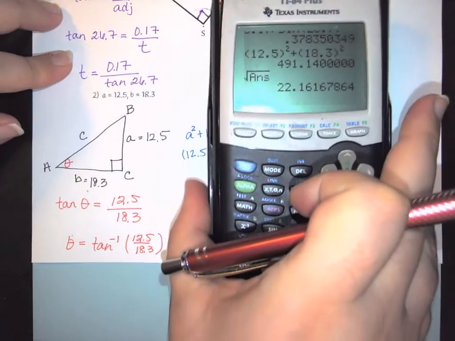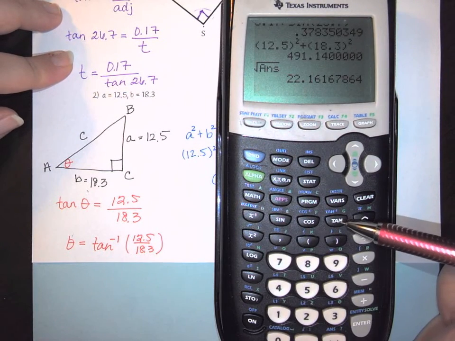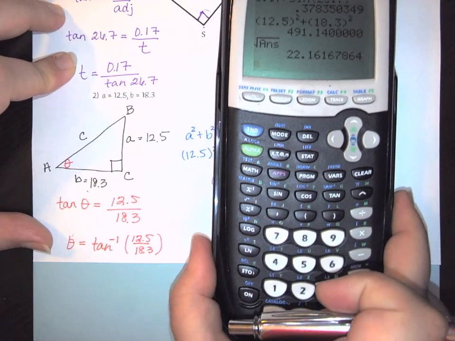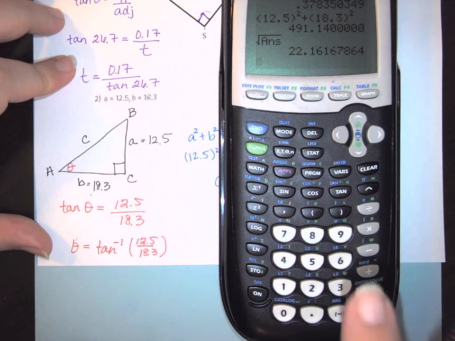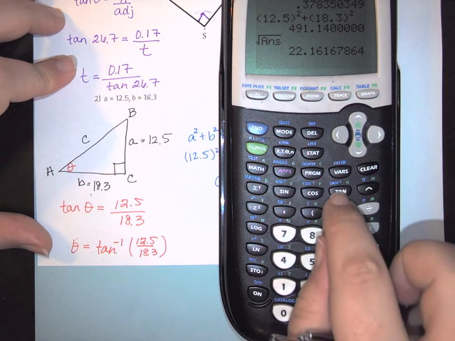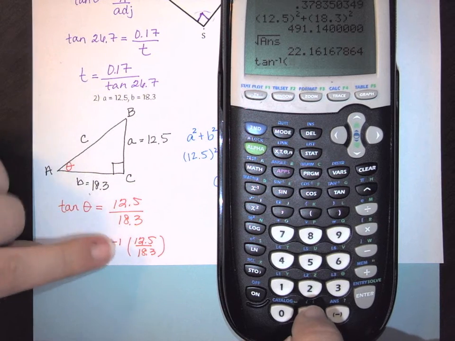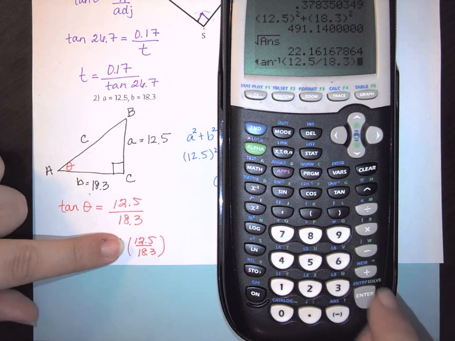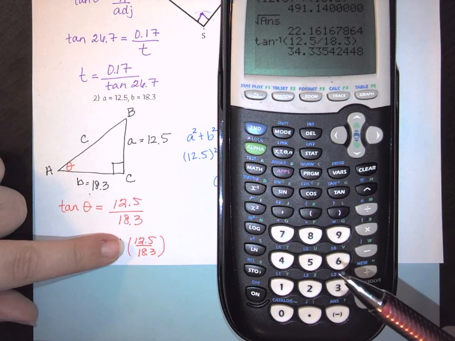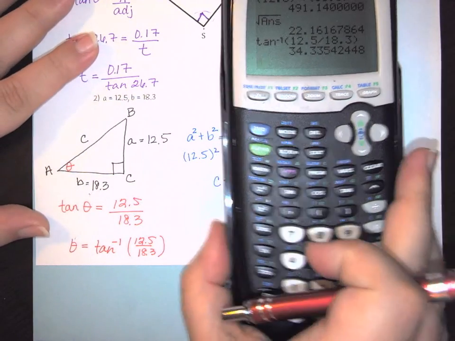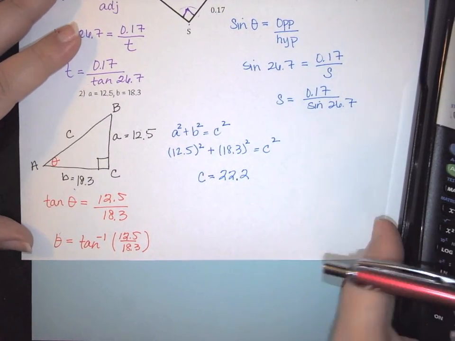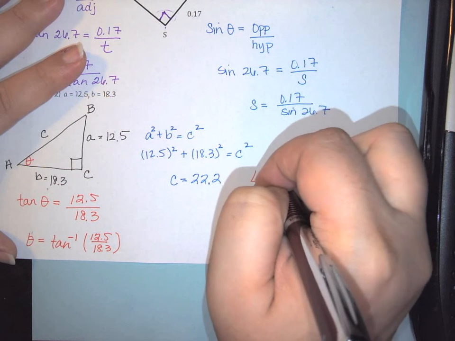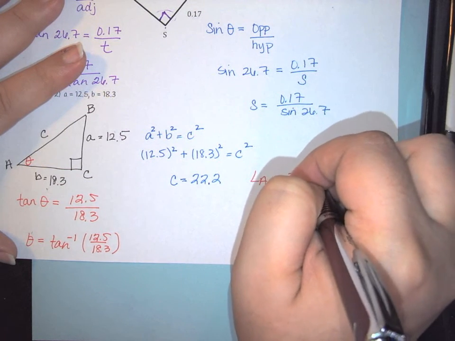If you look at your calculator, above my tangent button here is this tangent to the negative first. And so I want to go ahead and use that. So I'm going to go second tangent, which inputs tangent to the negative first, and then I'm going to input my values, 12.5 divided by 18.3. Close that and hit enter, and we have 34.3 would be our degree. So here we would say that angle A is going to be 34.3 degrees.